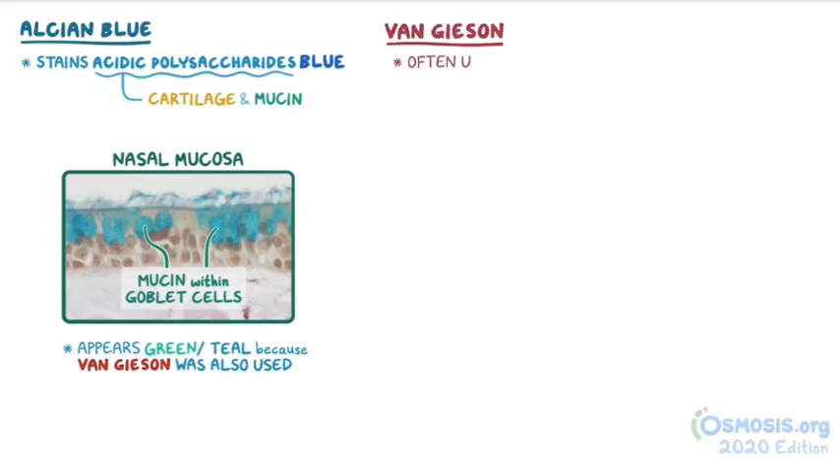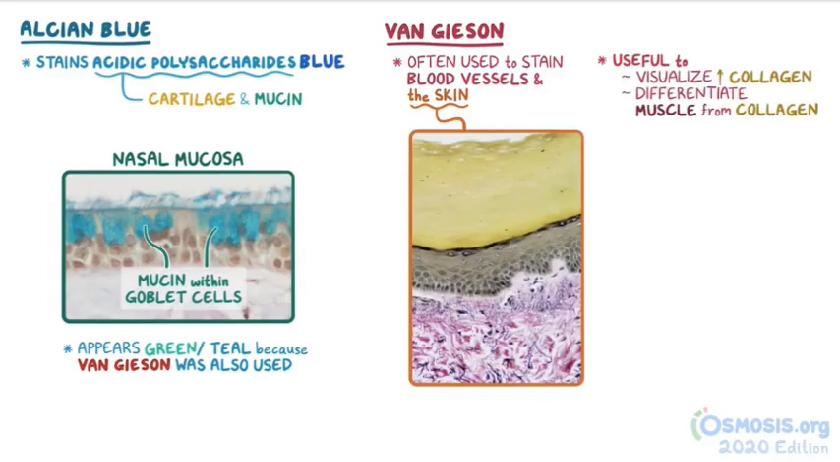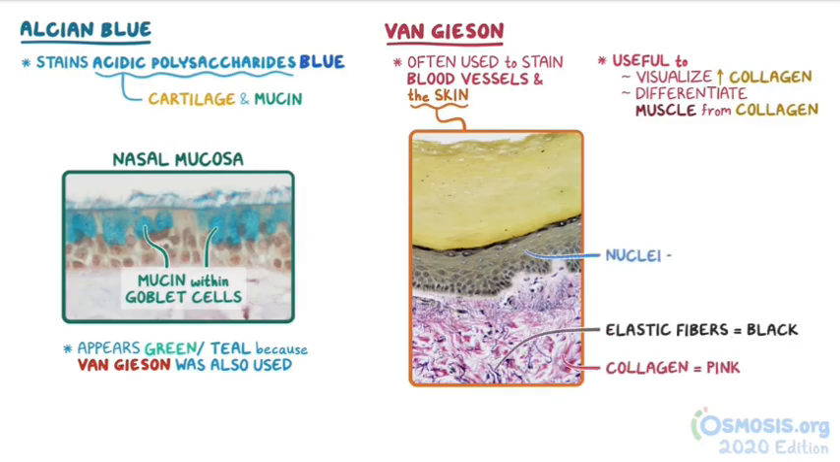Van Gieson is often used to stain blood vessels and the skin. This stain in particular can be useful to visualize an abnormal increase in collagen or to help differentiate smooth muscle from collagen within a tissue sample. It stains collagen pink, elastic fibers black, nuclei blue, and erythrocytes, muscle, cytoplasm, and fibrin yellow.